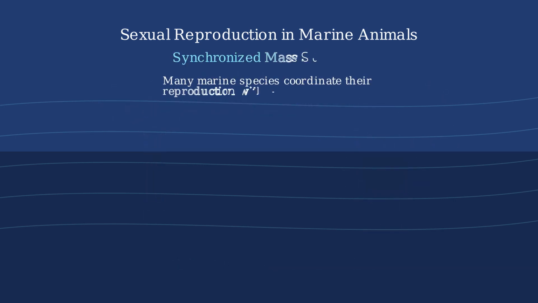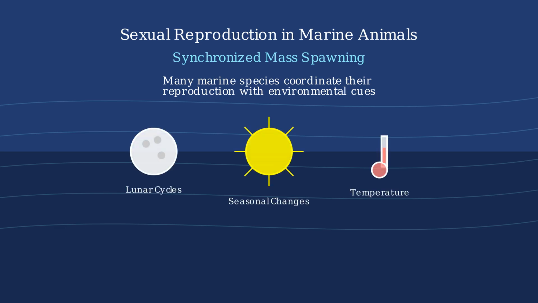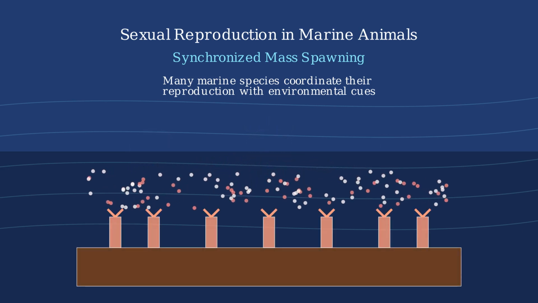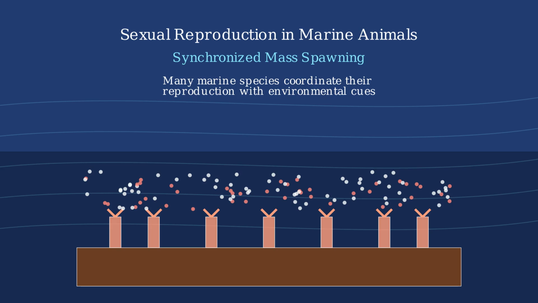Many marine species, especially corals, participate in synchronized mass spawning events. These spawning events are triggered by environmental cues such as lunar cycles, seasonal changes, and water temperature. Coral reefs demonstrate spectacular mass spawning, where multiple species release their gametes simultaneously.